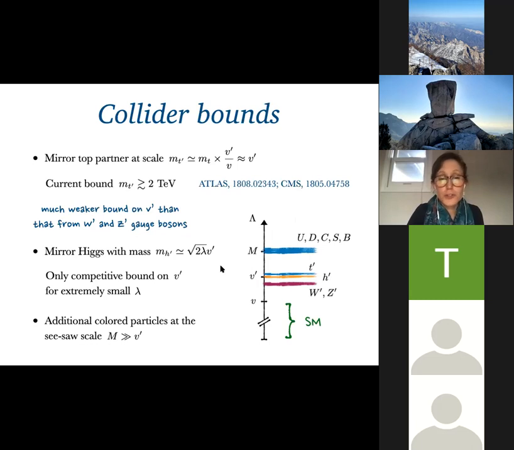Similarly, these models also have a second Higgs at some scale below the parity breaking scale, depending on the value of this quartic coupling. Bounds on a mirror Higgs like this are also very weak, and they will only lead to a competitive bound on V prime for some small value of this quartic coupling. And finally, because of the seesaw implementation of all the light standard model fermions, all other mirror quarks and leptons only appear at a much higher scale, which is the seesaw scale, which has to be parametrically above V prime. So also very hard to ever produce directly.